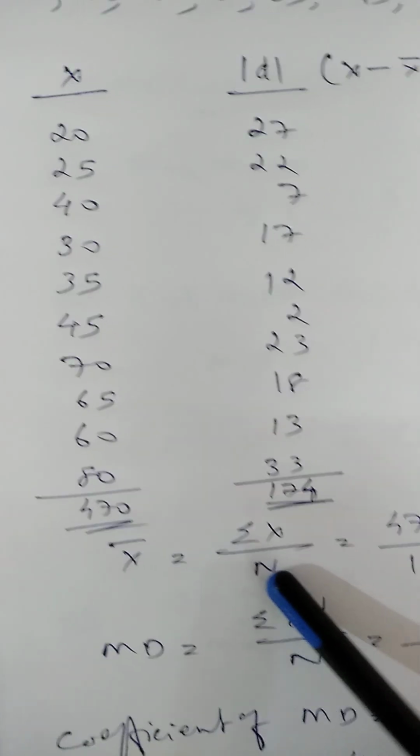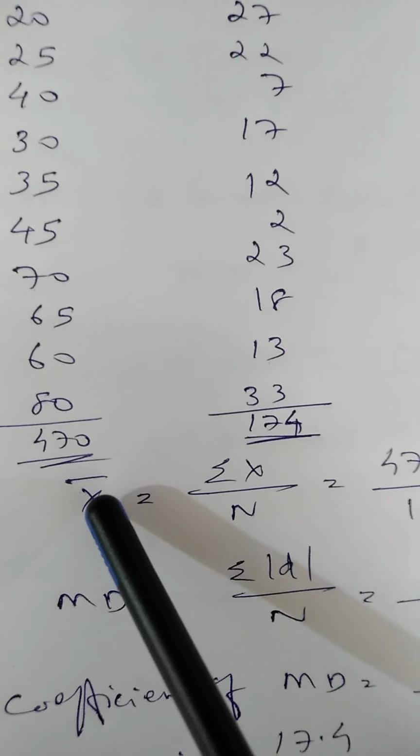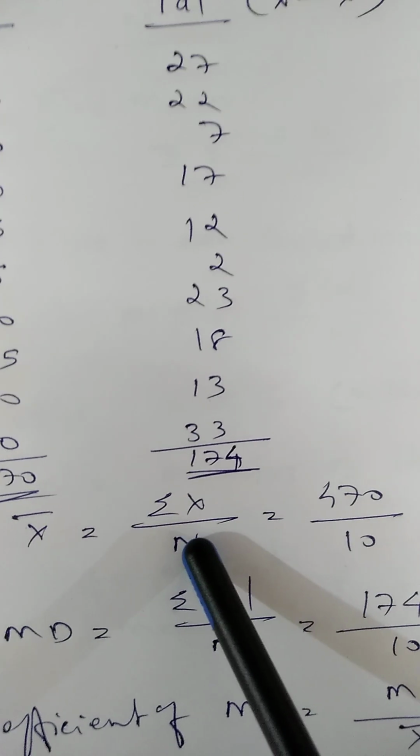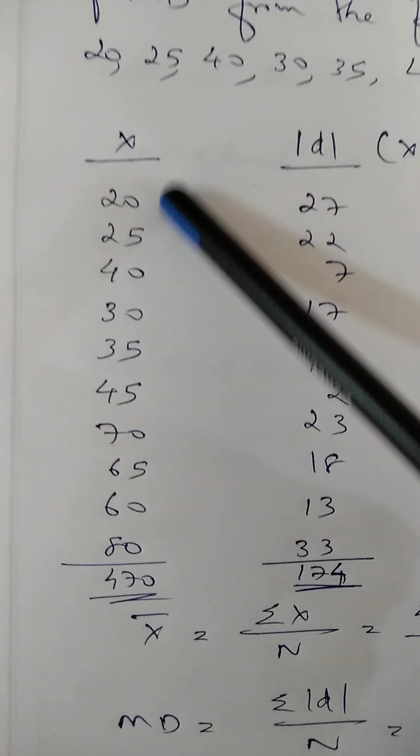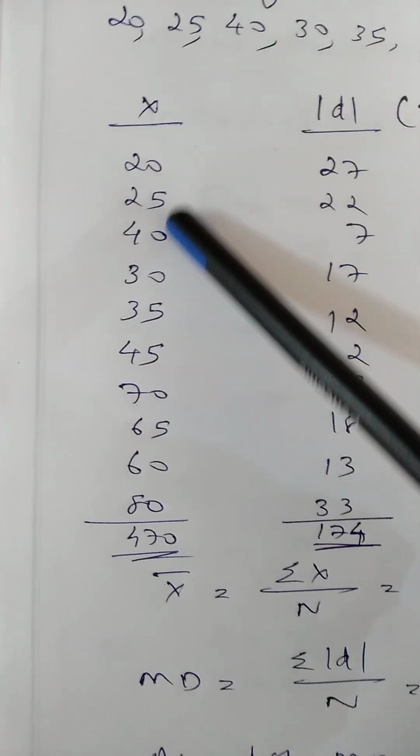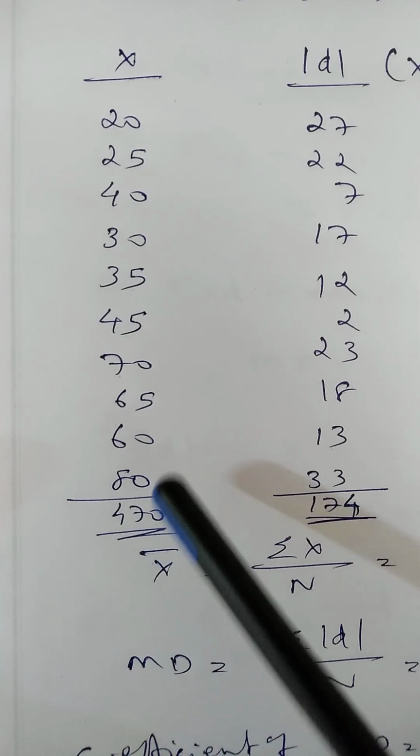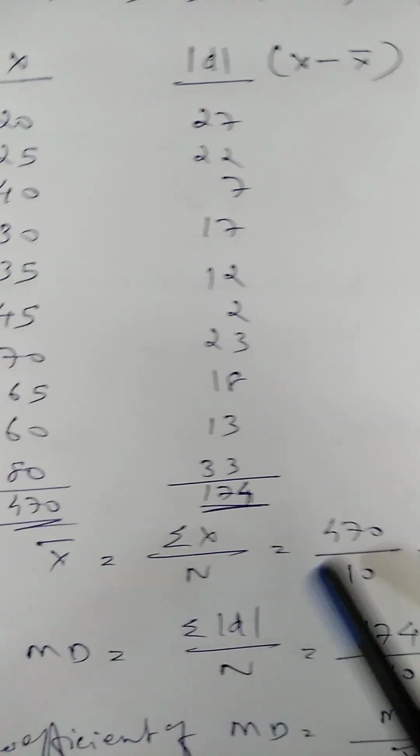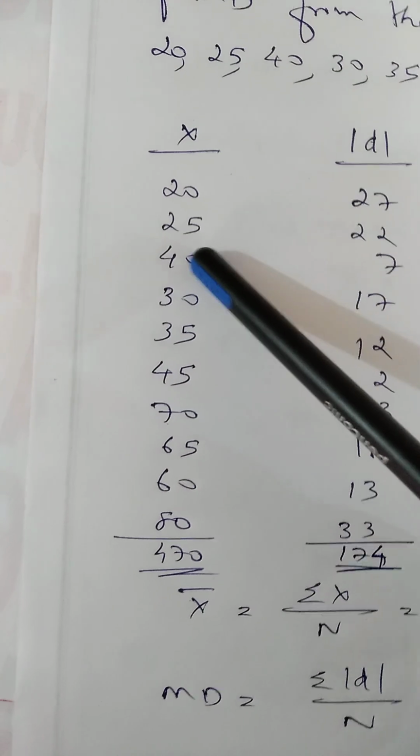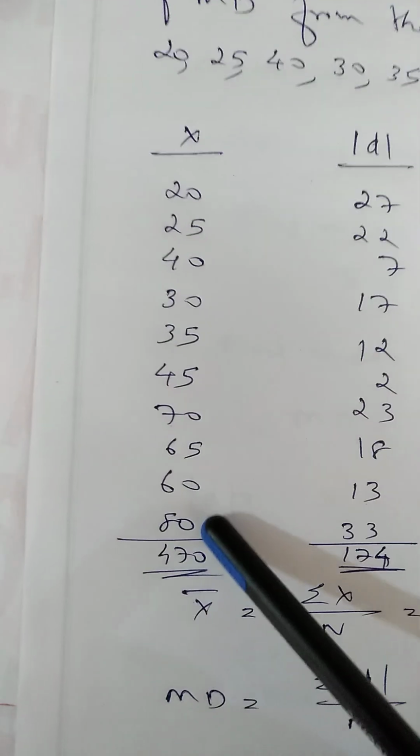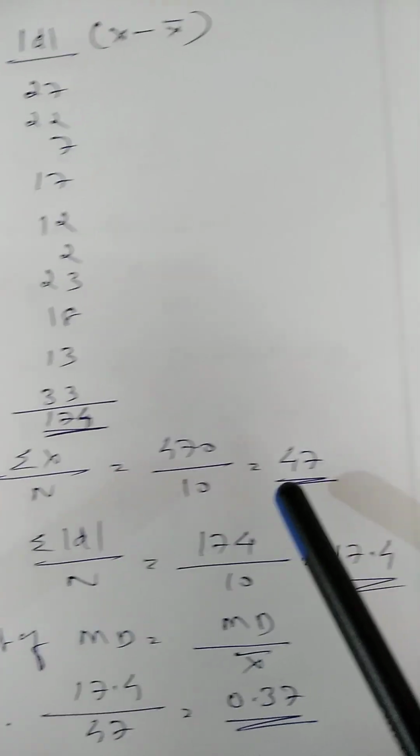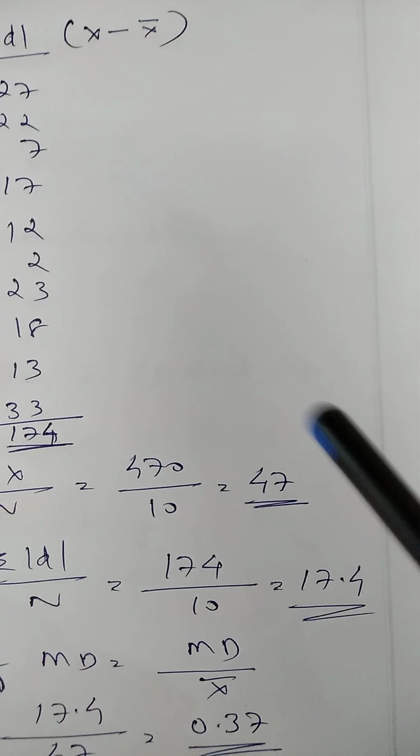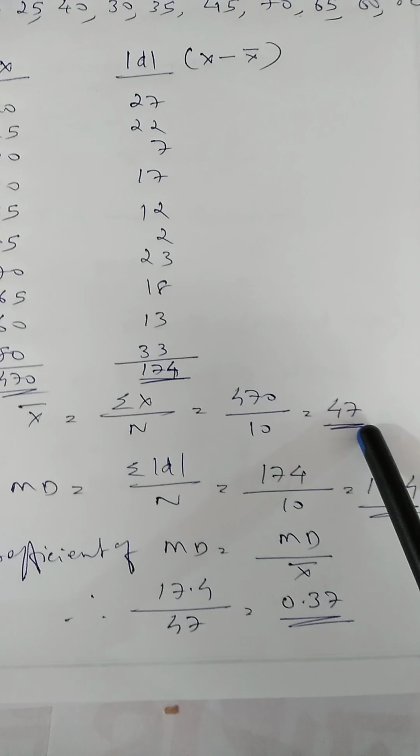What is the first step to find out a mean deviation? First is to find a mean. The formula to find a mean is sigma x divided by n. Take the total of this x column, which is 470. That is the value of sigma x, 470. Then n means number of items: 1, 2, 3, 4, 5, 6, 7, 8, 9, 10. Ten items are here, so n is equal to 10. Apply the values here and you get 47 as the value of mean. Now we got mean is equal to 47.